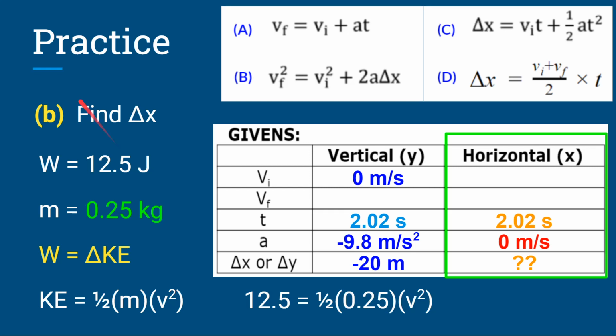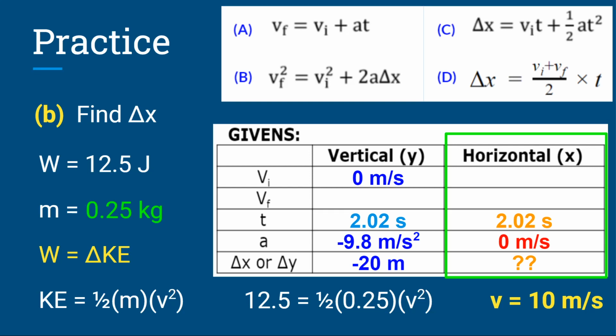If I substitute in, here's my work, 12.5, which is my kinetic energy after I move it, equals 1/2 times my mass, 0.25, times v squared. If I go ahead and solve this, I take half of 0.25, so I have 0.125, and I divide both sides. 12.5 divided by 0.125, that's 100, equals v squared. V is going to equal 10. I didn't show all the steps, but if you work it out, you're going to get a velocity of 10.